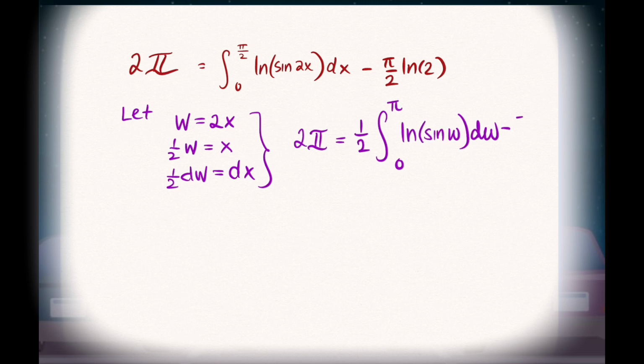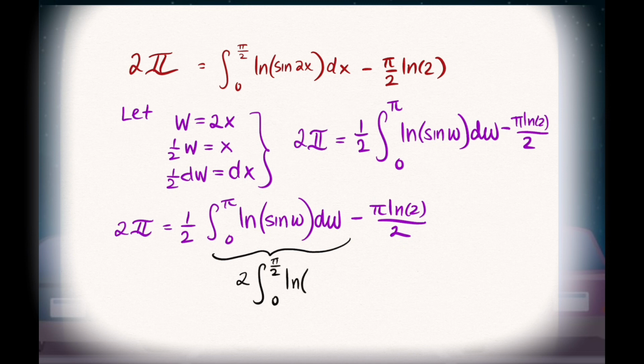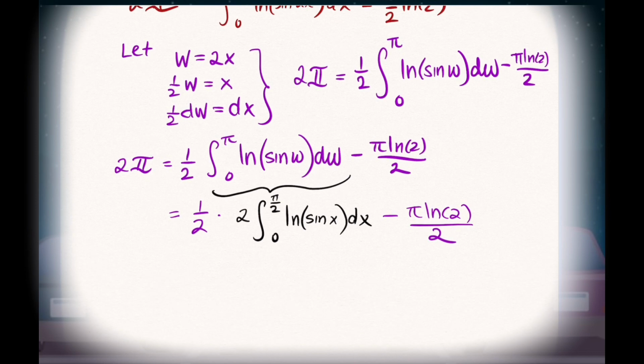Pulling the constant of 1 half, changing the bounds of integration, and extracting out the fact that we now have the integral from 0 to pi of natural log of sine of w dw, this is where that symmetry from before is going to come in handy. So that integral can now be replaced with twice the integral from 0 to pi over 2. The 2 and the 1 half in the front will cancel each other out.